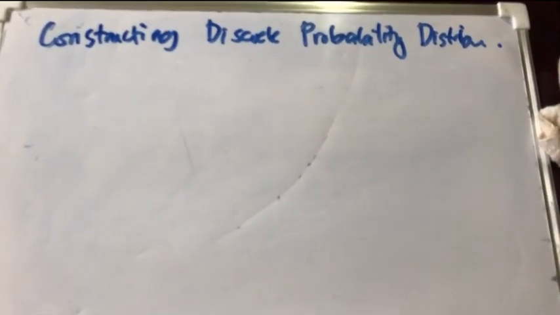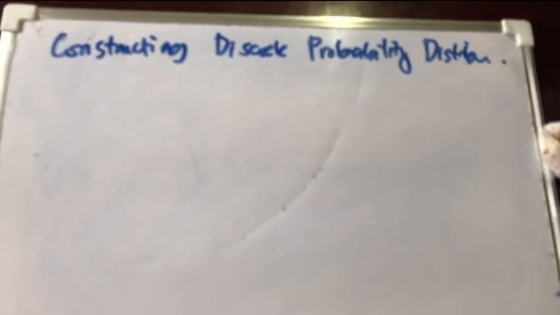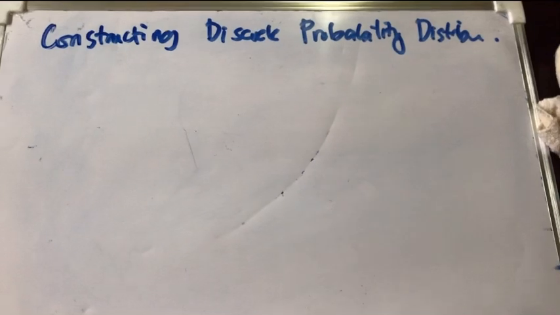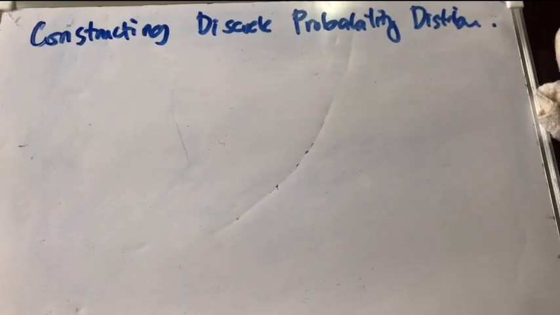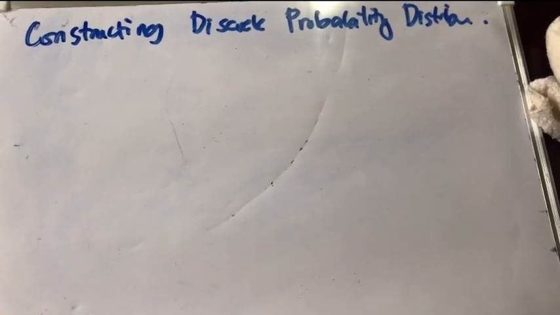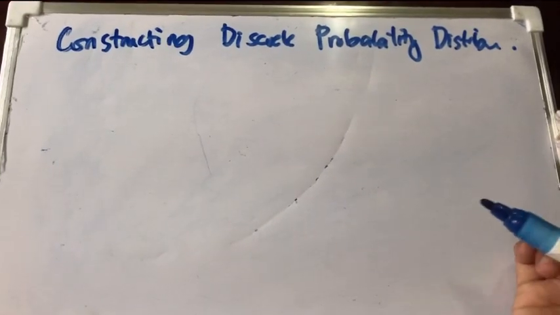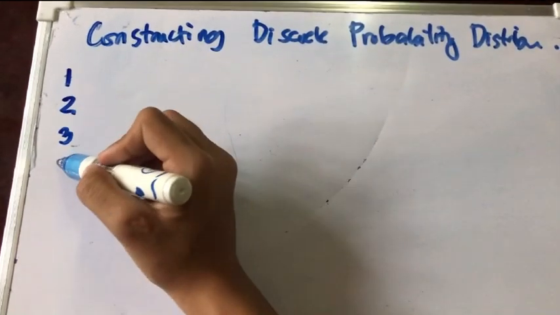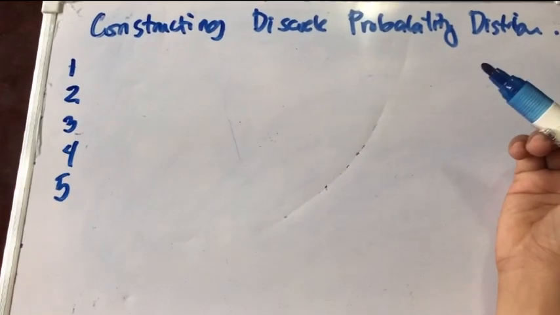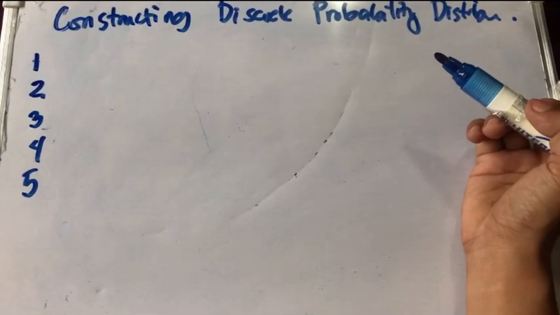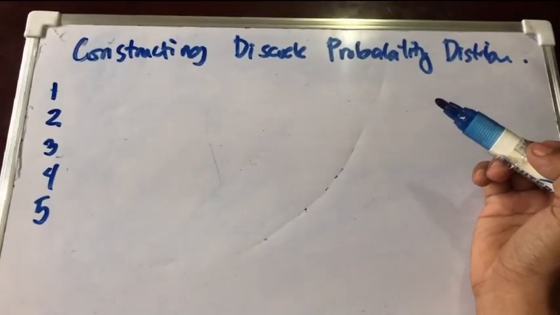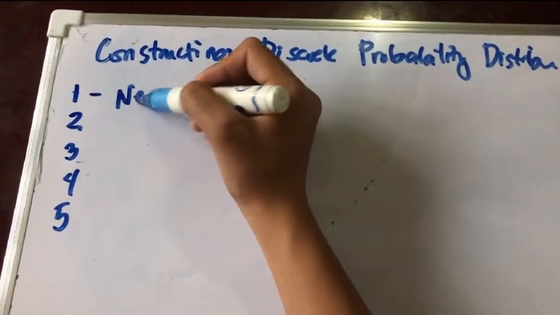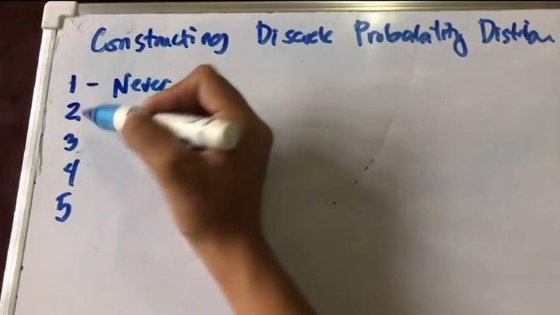So for today's video, we are going to talk about constructing a discrete probability distribution. For example, 20 girls were asked if they love partying, and the scores were 1, 2, 3, 4, 5. Again, 20 girls were surveyed if they love partying. So 20 respondents.